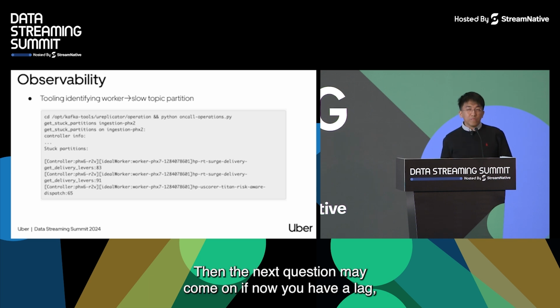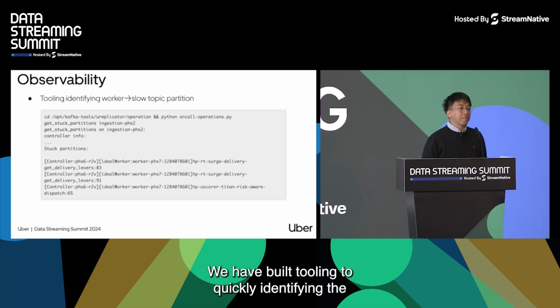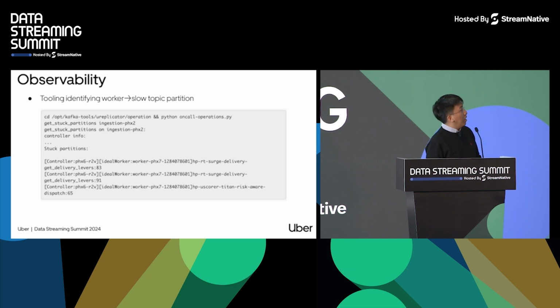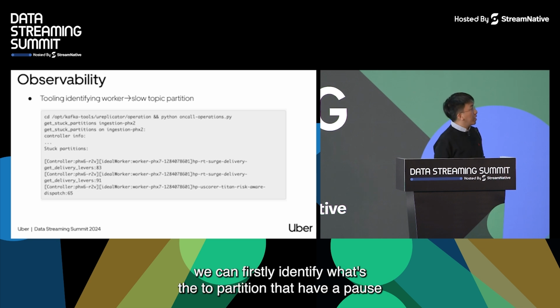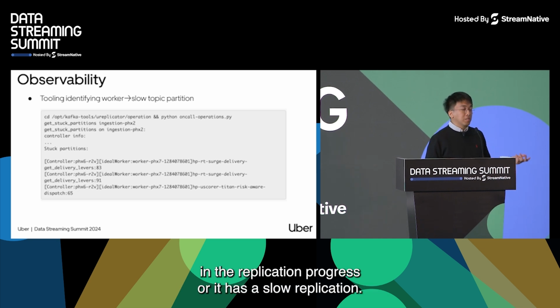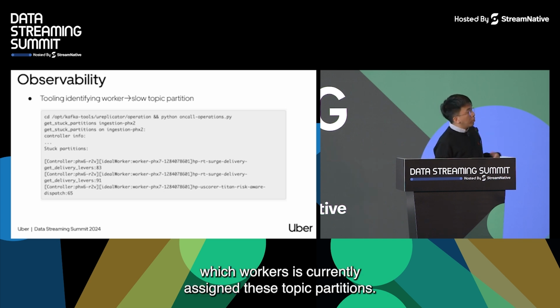Then the next question may come up: if you now have a lag, how do you troubleshoot? This is the second thing we have built. We have built a tool to quickly identify the worker to topic partition mapping. By using this, we can first identify which topic partition has a pause in replication progress or slow replication. And then this tool gives us a clear representation of which workers are currently assigned these topic partitions.